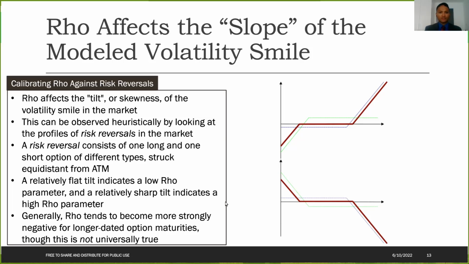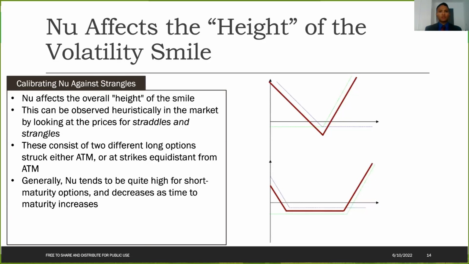So you can see the payoffs here. You can see how Rho affects the way that you calibrate to risk reversals in the market. It's very important to get it right for this exact reason. Now, Rho has some odd behaviors, and you'll see this in the Hagan paper as well, where it becomes more strongly negative for certain longer dated option maturities, but this is not a universal rule. So don't take that as given. It's something that you'll see as you test this model through time.